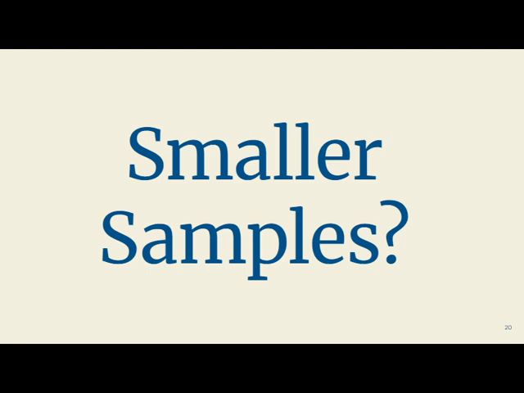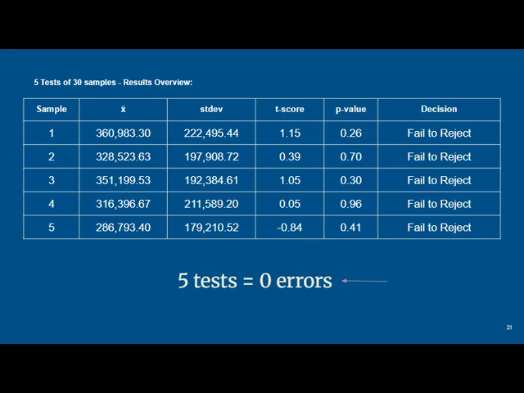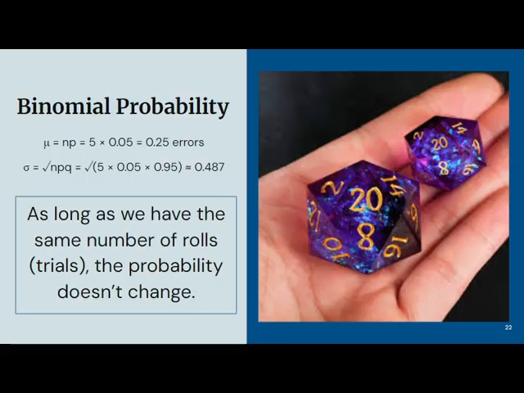First, I tried smaller sample sizes. Instead of 500 listings per sample, I used 30. Smaller sample sizes are usually less accurate, so maybe that would cause more errors. We already walked through how to do the test, so let's just jump straight to the results. Wait a minute, 0 errors again? What happened?